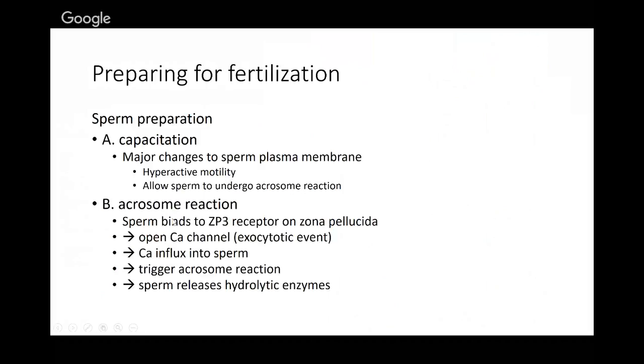So in the acrosomal reaction, the sperm binds to the ZP3 receptor on the zona pellucida of the egg, which then opens calcium channels that lead to calcium influx into the sperm, and then triggers the acrosomal reaction. And eventually the sperm will release hydrolytic enzymes. So this is a series of steps. And you have these slides, so you can always go back later.